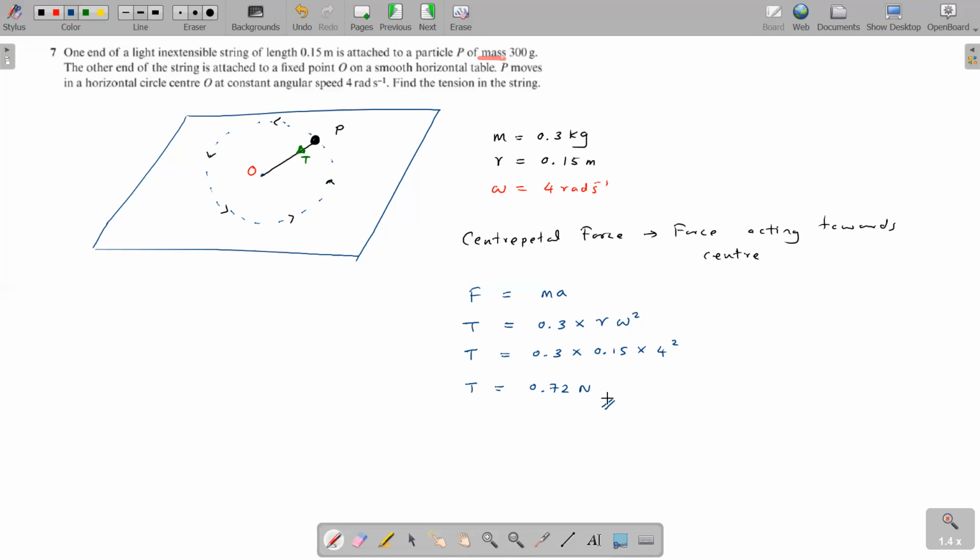So in this question, it is simply the tension that's acting towards the center, and then we apply F equals ma. And remember, for acceleration, you must use the centripetal acceleration equations, either r omega square or v square over r.